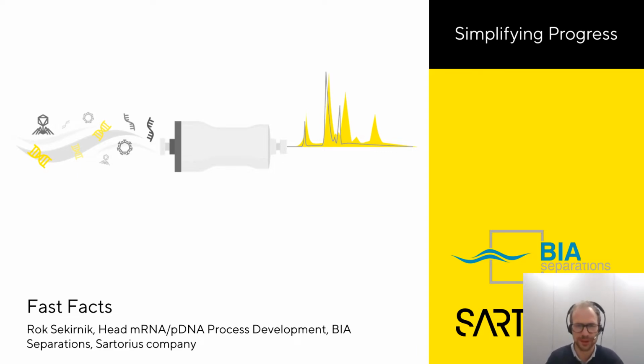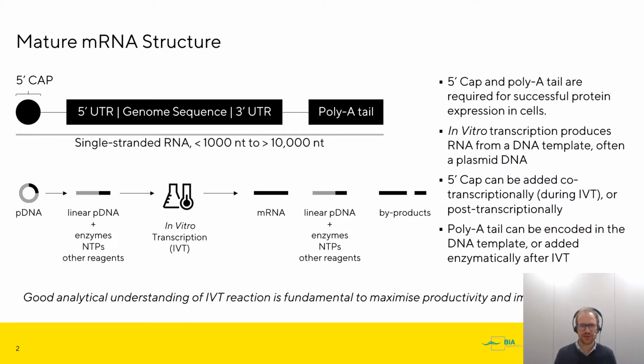Separations, a Sartorius company. Today I would like to take you through purification and analytical approaches to mRNA, but before we go there, we need to consider the structure of the mature mRNA molecule. mRNA molecules used for therapeutic purposes vary in size from 1,000 to over 10,000 nucleotides and are composed primarily of three key components: a 5' cap, the gene of interest, and a poly A tail at the 3' end.